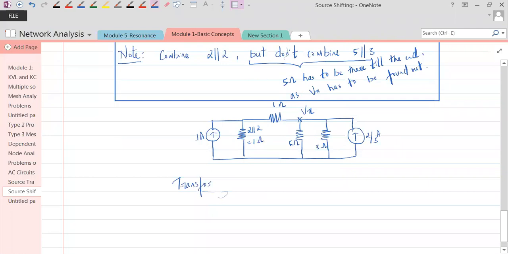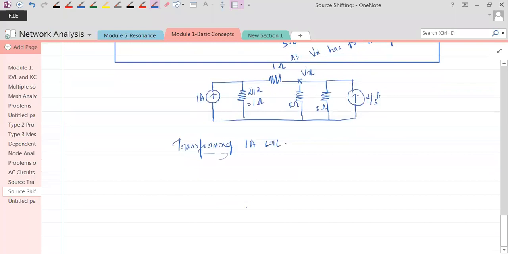Transforming the 1 amp source. How does it look like? Everybody just see this. So this is a long, cumbersome method, but we are learning a method, right? So we have to understand that this is possible. So plus minus will be a resistor in series. Okay, so these two are used. So 1 ampere has to become one what voltage source.